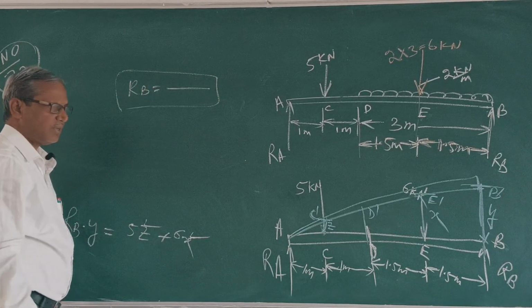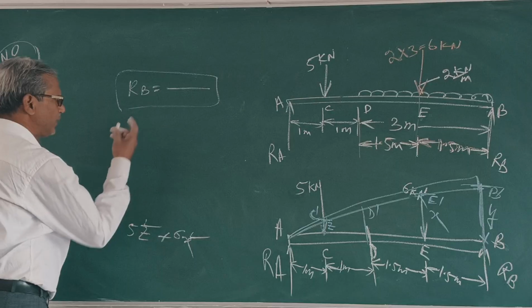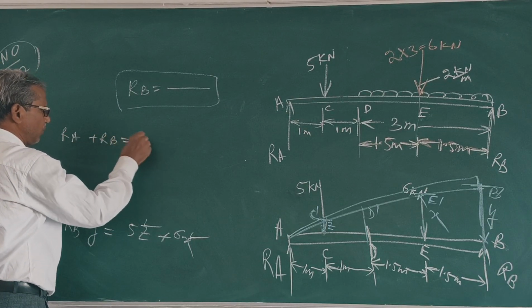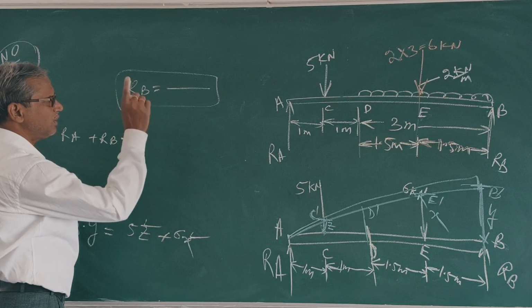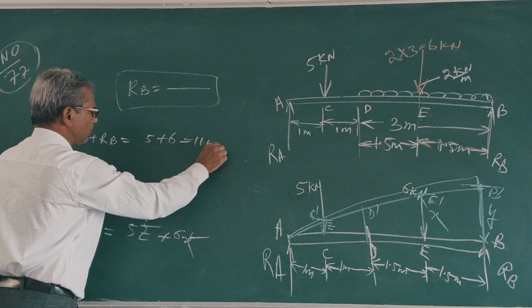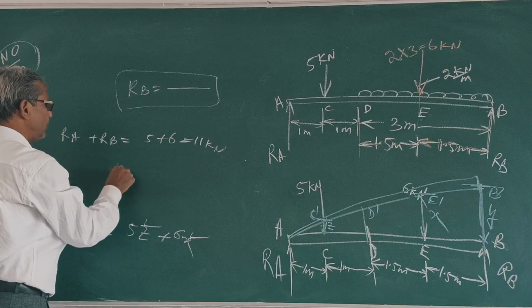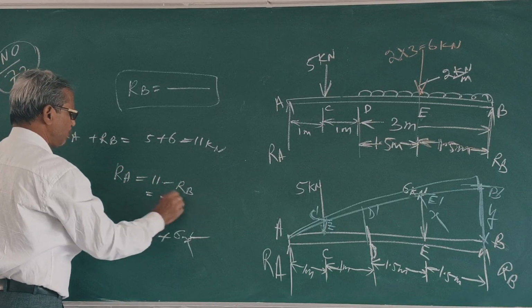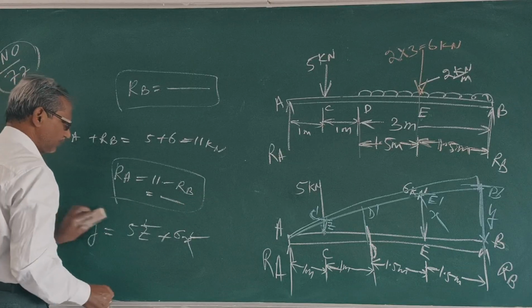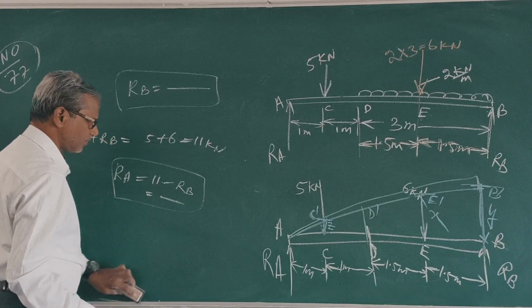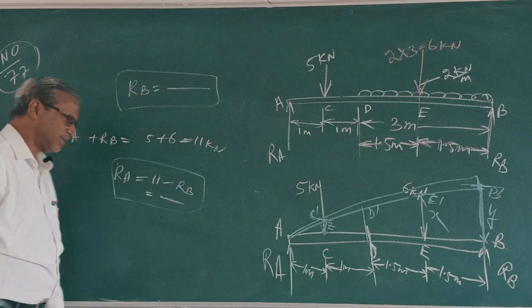Next, what is RA plus RB? RA plus RB is equal to 5 plus 6, 11 kilonewton. So RA is equal to 11 minus RB. Clear? Find this answer. This is RA, this is RB.